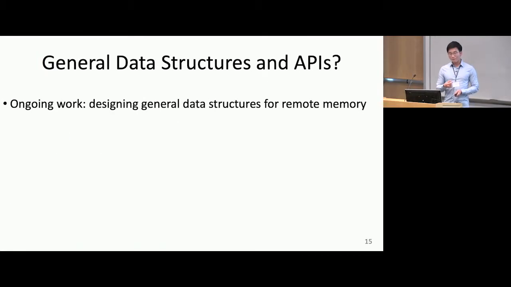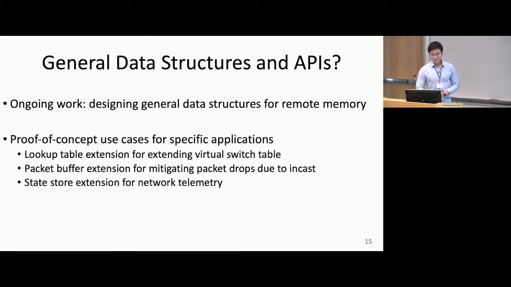This is one of our open questions, and we are currently exploring a design space to find a general data structure and abstractions for remote memory. As a preliminary design, we extend three data structures called lookup table, packet buffer, and state store for three specific applications.